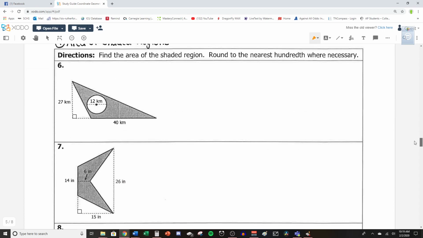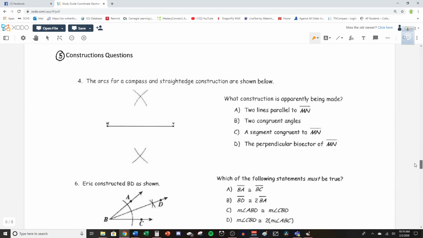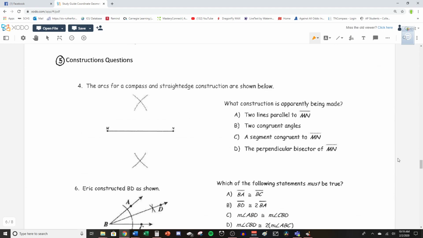I'm going to pass this up first and go straight to these parts right here, the constructions. For these constructions questions, it's saying the arcs for a compass and straight edge construction are shown below. What construction is being made? So on this one, we take a line segment, which I'm going to pull up a paper to show this.